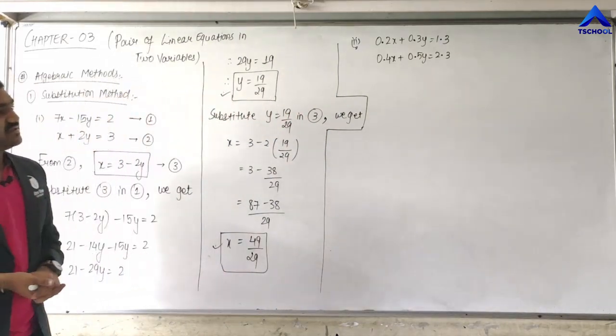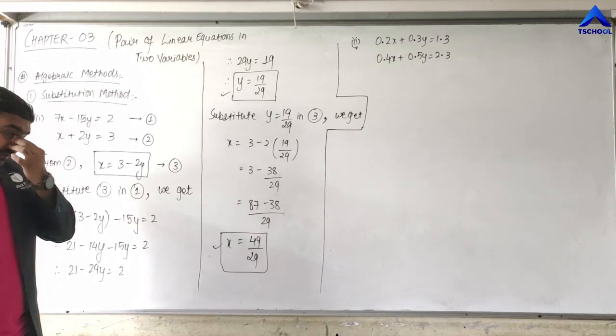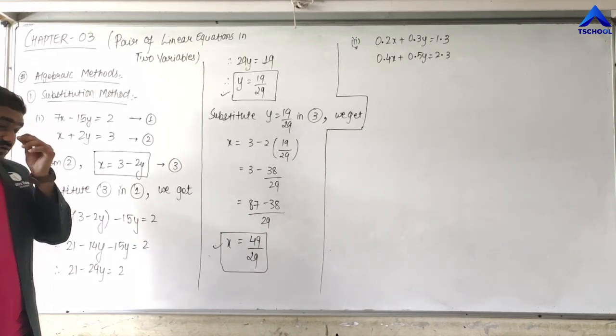Then let us say that we are having these two equations. So first of all, let us try to convert the decimals into whole numbers.